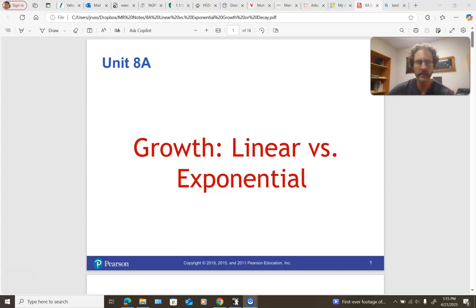Okay, welcome back, guys. We're going to be covering 8A, and there's actually only one section in Chapter 8 that we cover. And this is going to deal with how we describe growth. It can be either growth or decay.